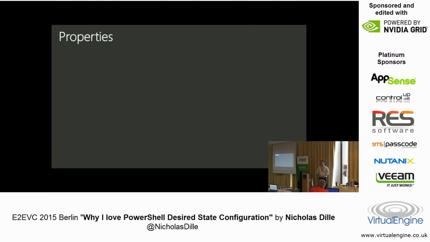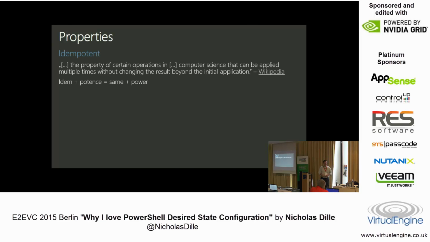Okay, some properties of desired state configuration. One thing is, like Ian presented yesterday, it's idempotent. That means no matter how often you call that code, how often you apply a configuration to a node, it will always achieve the same result. So idempotent means same power. You achieve the same.